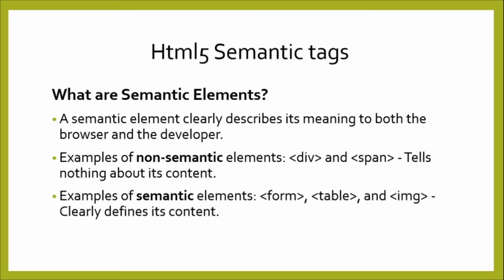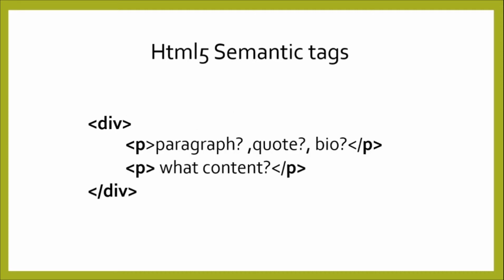Next, HTML5 semantic tags. A semantic tag element clearly describes its meaning to both the browser and the developer. Examples of non-semantic elements are the div and the span, which tell nothing about the content, while semantic elements are forms, tables, and img. They clearly define their content. So here is an example of a non-semantic element, the division. Inside the division, you can put anything, for example, a quote, a paragraph, or a biography. Meaning, you don't have any idea what is inside here.